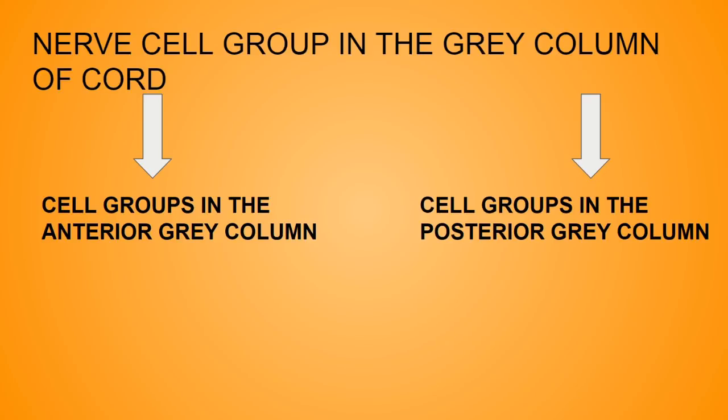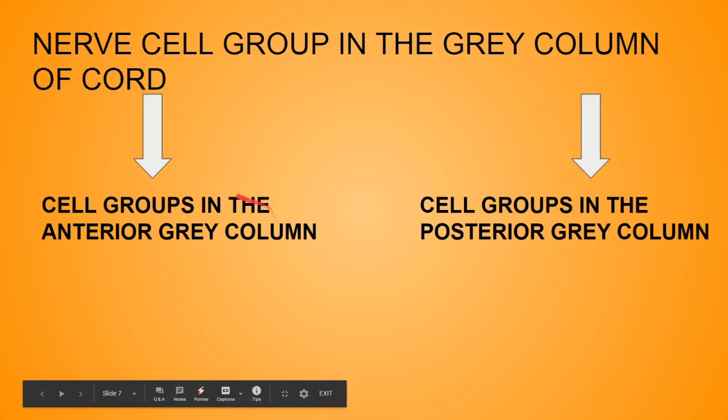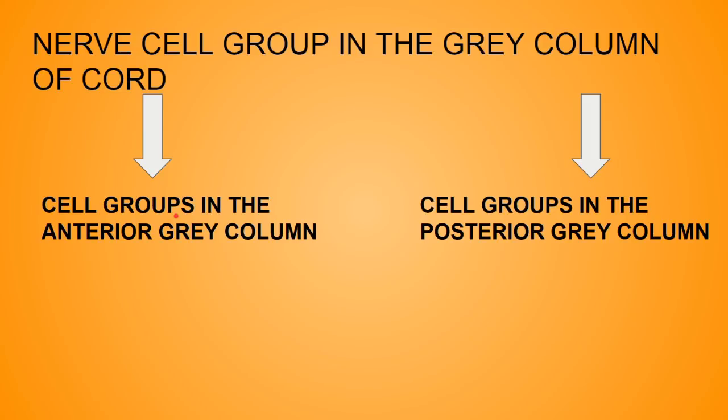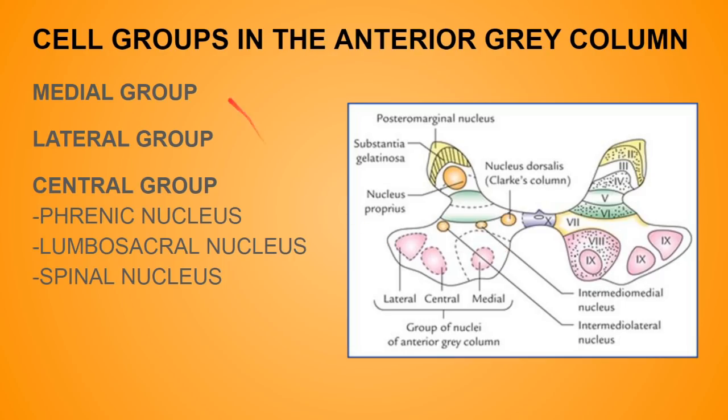Now the nerve cell groups in the grey column of the cord. These neurons are grouped in the grey column of the spinal cord, and they are of two types: cell group in the anterior grey column and cell group in the posterior grey column. Now the cell group in the anterior grey column has three groups: medial group, central group and the lateral group. First, the medial group. Remember, the medial group is present on the medial side, of course.